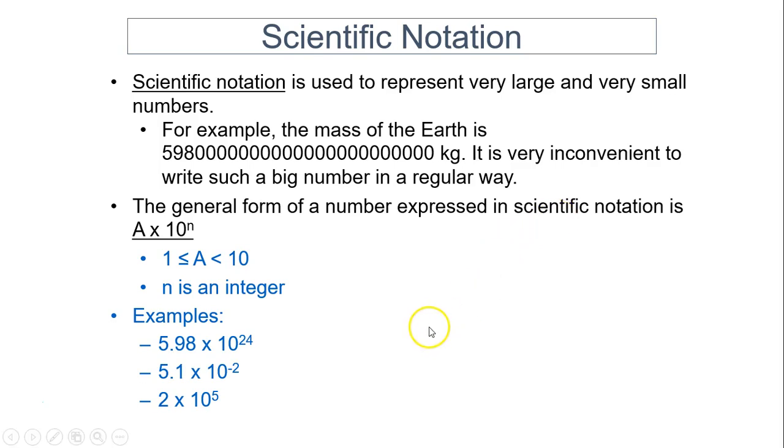The general form for scientific notation is a times 10 to the n. In this number, a is greater than or equal to 1 and less than 10. n is an integer. It could be positive or negative. For example, the mass of the Earth, 598 followed by 22 zeros, can be written as 5.98 times 10 to the 24. So it's a lot easier than writing 598 followed by 22 zeros. Other examples of scientific notation are 5.1 times 10 to the negative 2 or 2 times 10 to the 5.